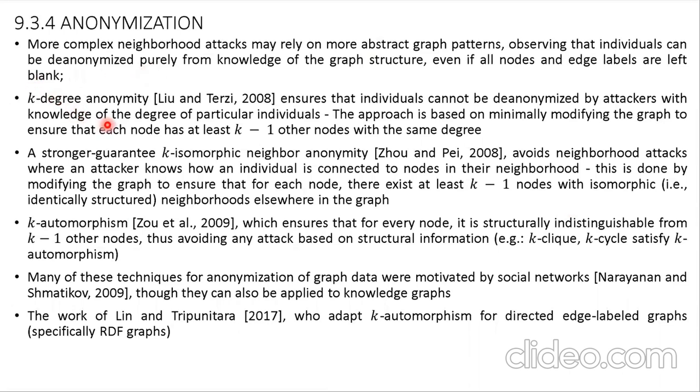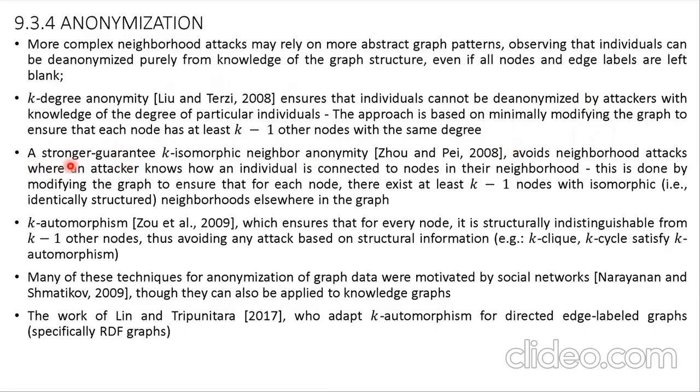Therefore, a number of guarantees specific to graphs have been proposed, like the techniques here. First is k-degree anonymity, proposed by Liu and Terzi, which ensures that individuals cannot be de-anonymized by attackers with knowledge of the degree of the particular individuals. The approach is based on minimally modifying the graph to ensure that each node has at least k minus 1 other nodes with the same degree.